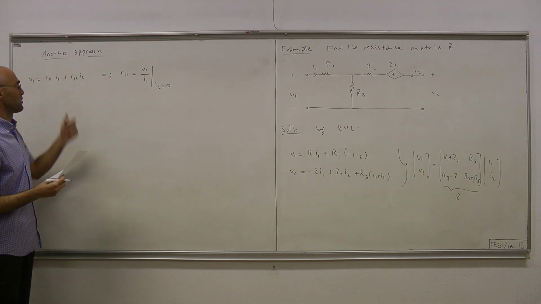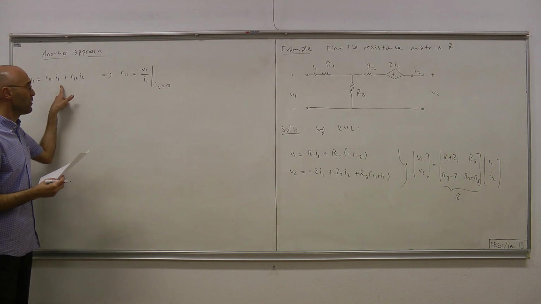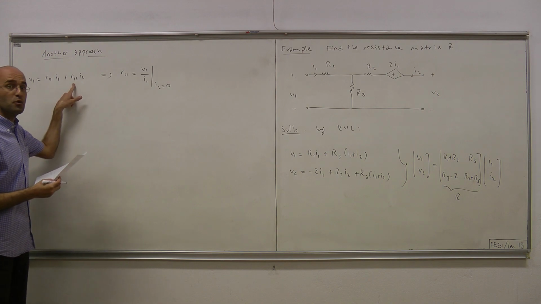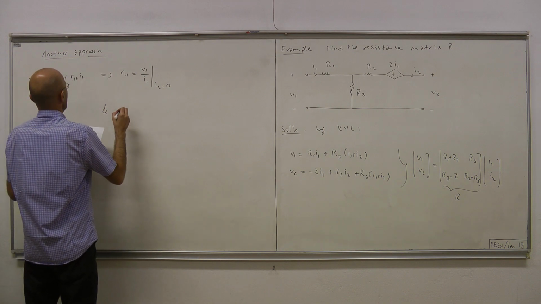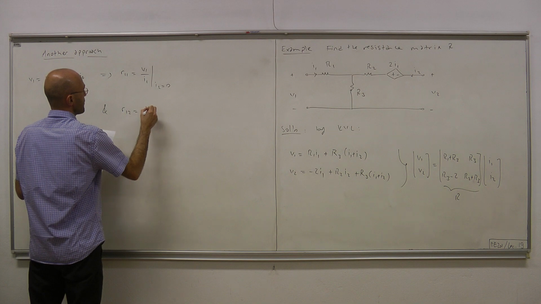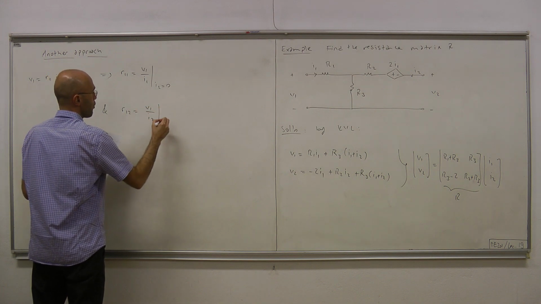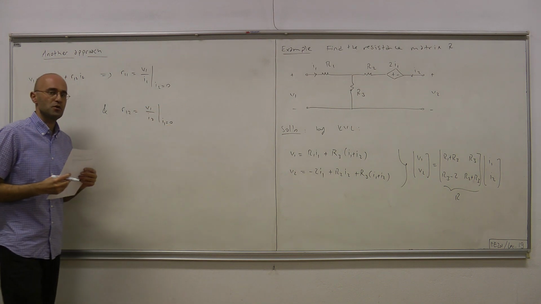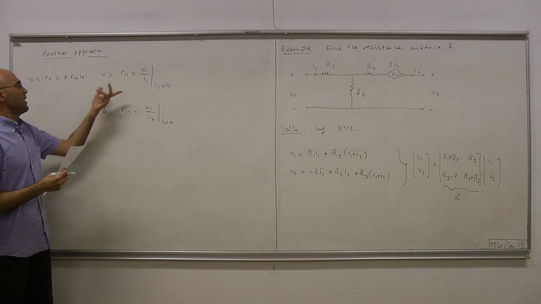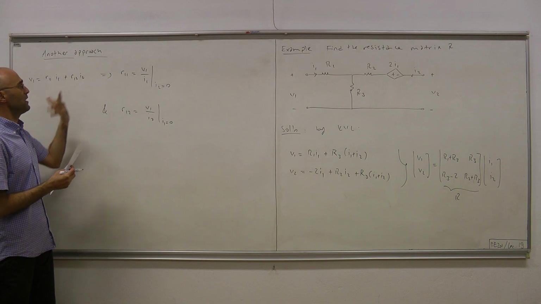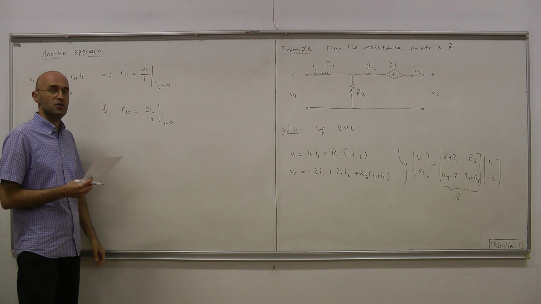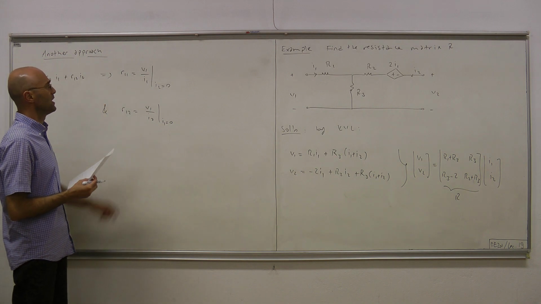Or you can consider the other case, I1 is 0. If I1 is 0, then R12 is the ratio of V1 to I2. R12 equals V1 over I2, provided that I1 equals 0. Now this is just a trivial mathematical identity that follows from this equation, but it has a nice interpretation for the physical circuit. It means what?